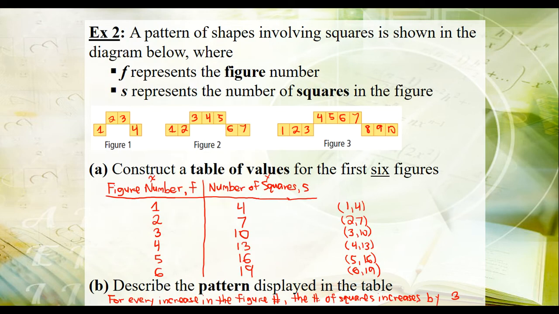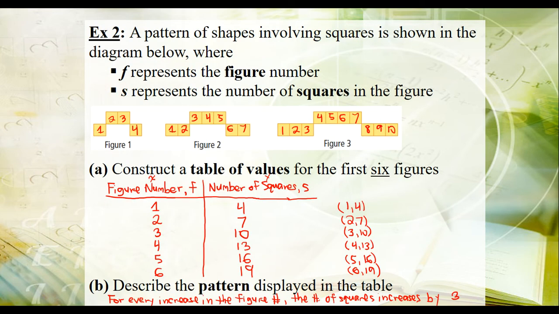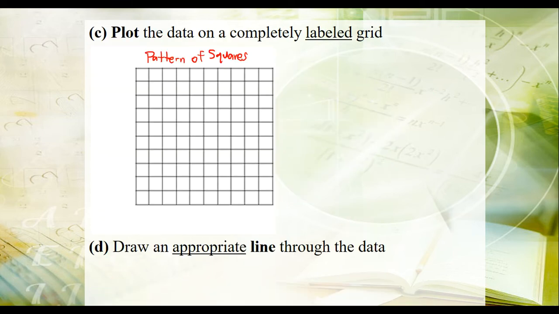So what's a good title here? Well, we're looking at a pattern that involves squares. So I'll just say pattern of squares. And keep the title relevant to what we're actually doing in the problem. Now, if we did the table of values correctly, we can actually just copy the titles from the table of values onto the X and Y axes. So the X title is just going to be the figure number. That's the name of the variable, a comma. The symbol to represent it is an F.